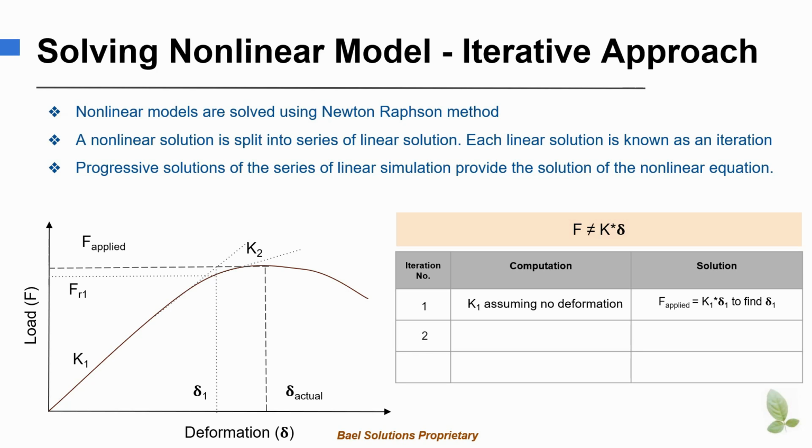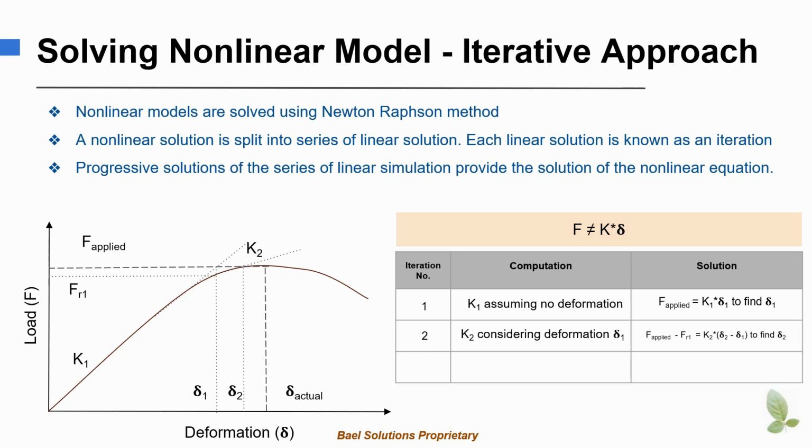In the second iteration, the additional deformation in the structure, with the modified stiffness K2, and the residual force, that is, the difference between the applied load and the reaction forces, is calculated. The calculated deformations represent the additional deformation that should be added to the structure, considering the new stiffness K2. This gives us the new deformed state of the structure, delta 2.